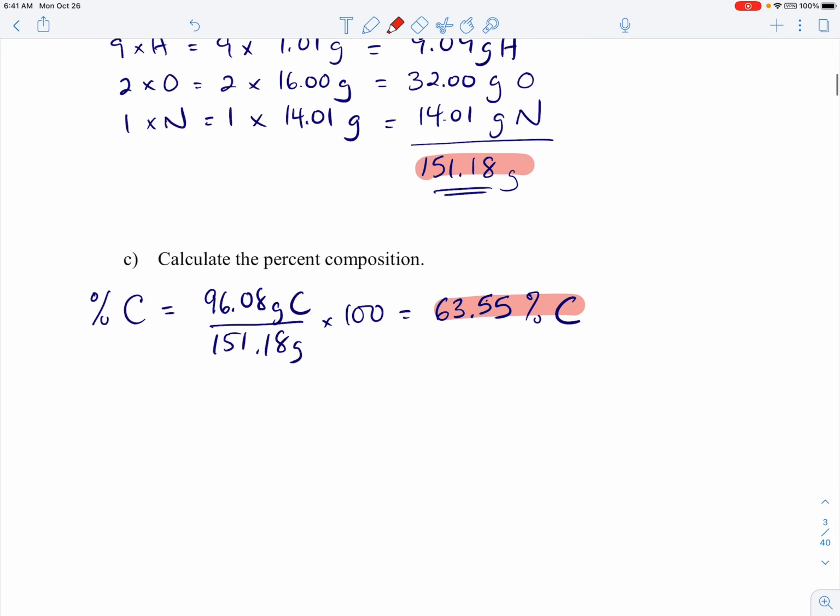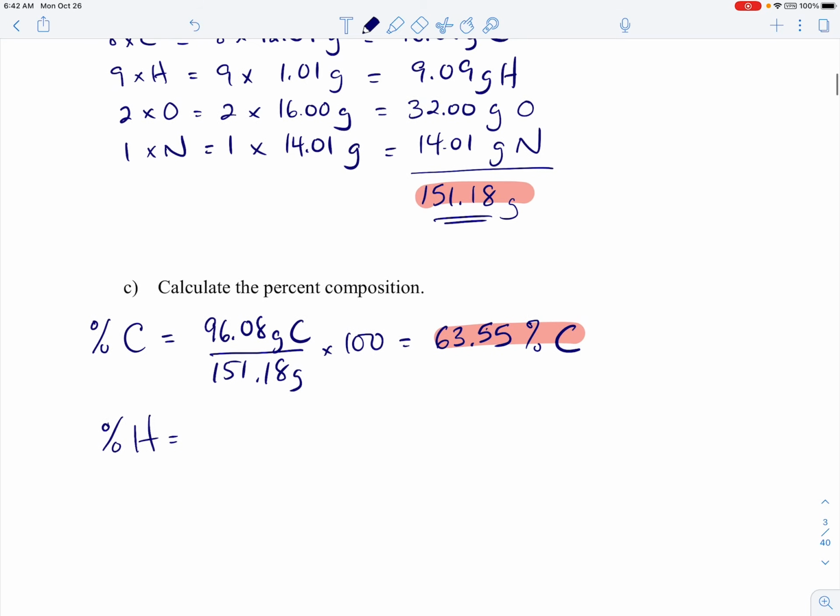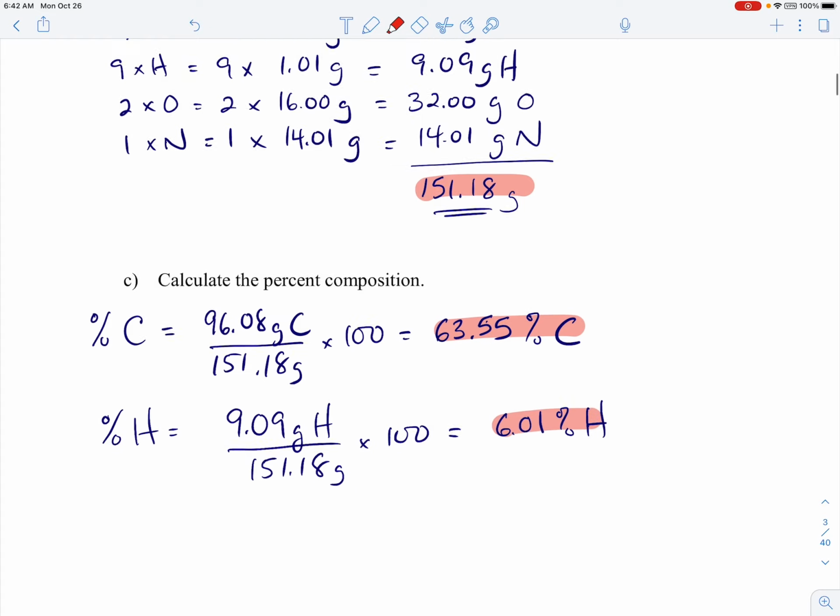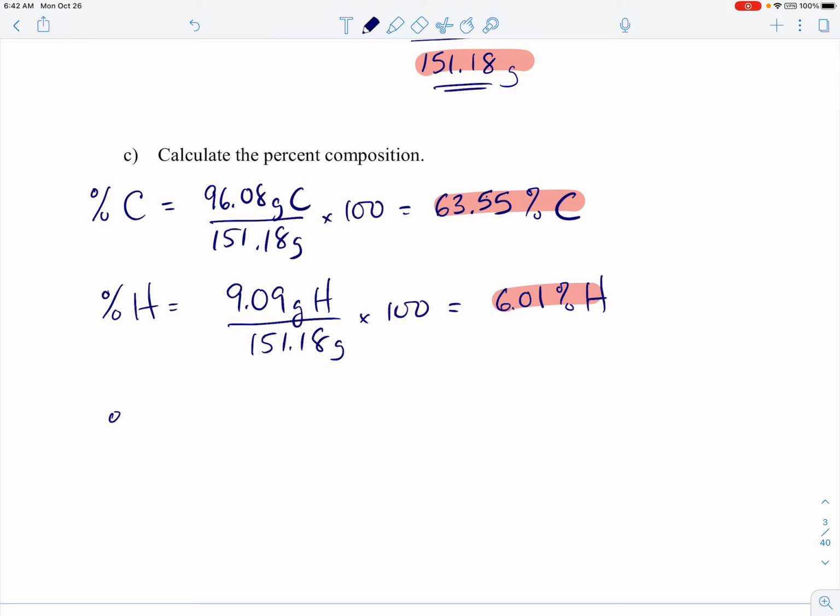I'll do one more, and then I'll leave the rest for you to do. The percent hydrogen. From up above, there's 9.09 grams of hydrogen out of a total of 151.18 grams, the molar mass, times 100. This time we can only keep 3 significant digits in the answer, so 6.01% hydrogen. So you do the same thing. You can find the percent oxygen, and you can find the percent nitrogen in the same way.